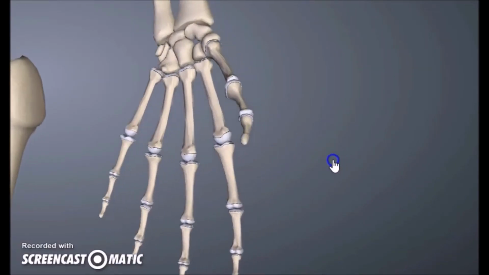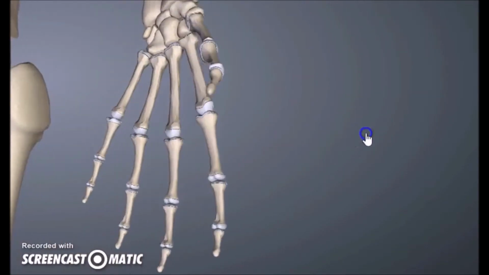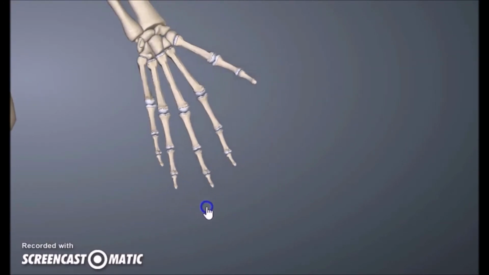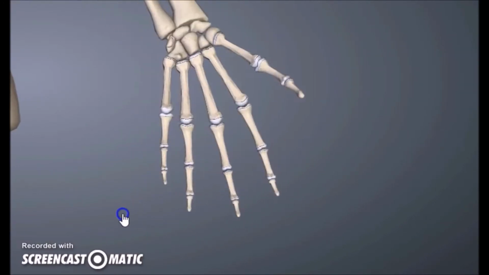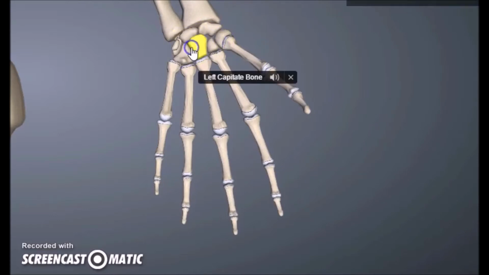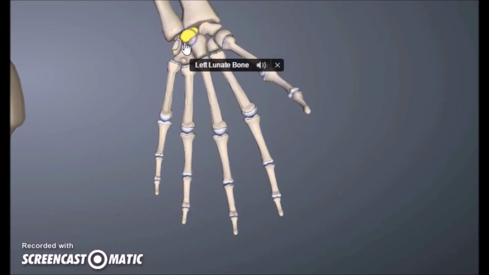As Lindsay mentioned in the last video, there are 27 bones in the hand and wrist. 8 of them are up in the wrist, and the rest of them make up the palm and the fingers. Now, the 8 in the wrist, the carpals, are classified as short bones, and they're classified as such because they're small and kind of cuboidal shaped.